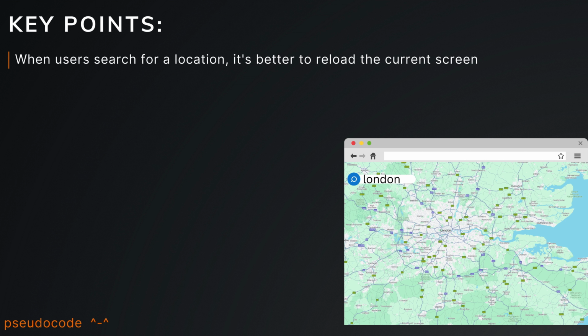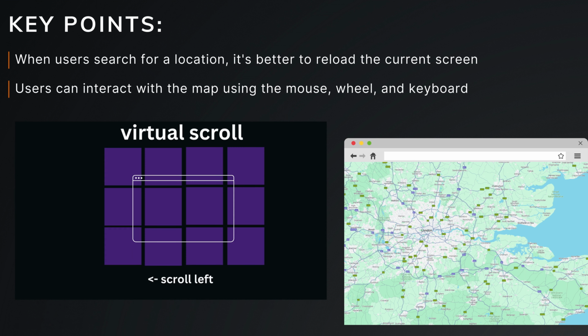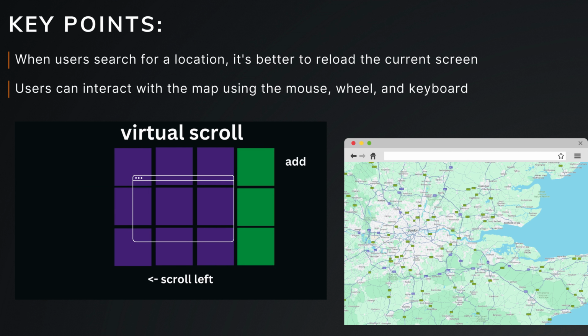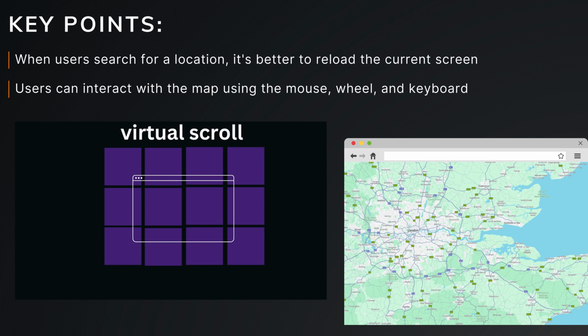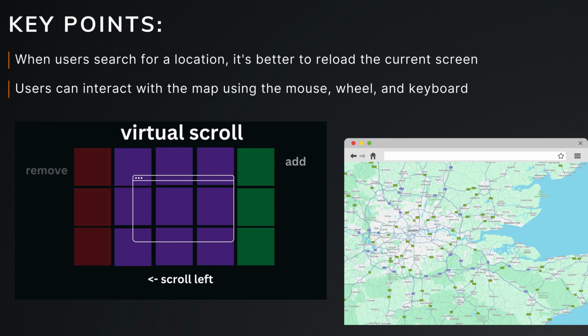However, users can interact with the map using mouse, wheel, and keyboard. Our map supports virtual scrolling, which means it dynamically loads new tiles as needed and removes tiles from the opposite side to avoid performance issues.